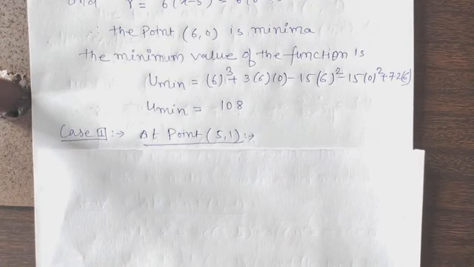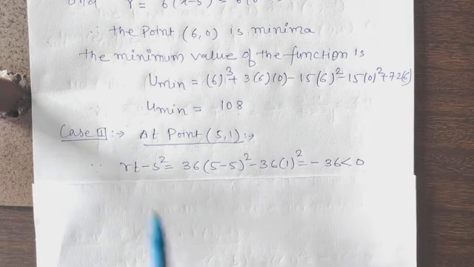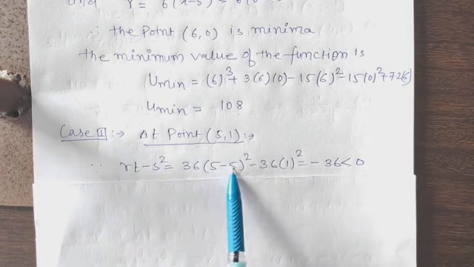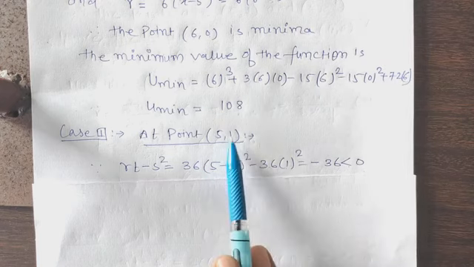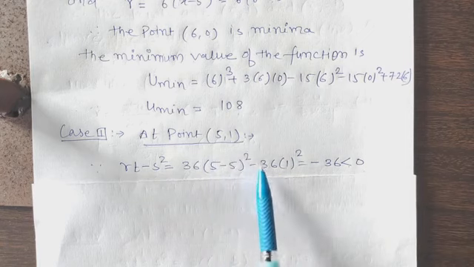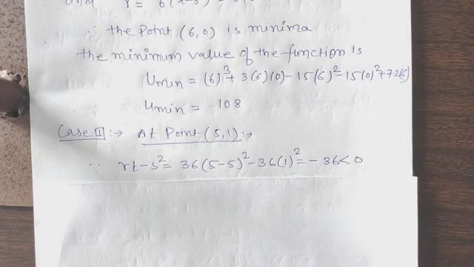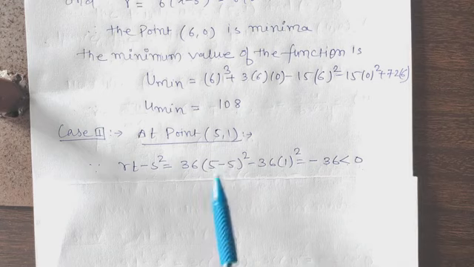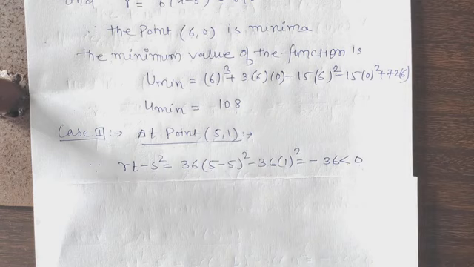Next point is 5, 1. So first we find rt minus s square. rt minus s square is 36 into (x minus 5) whole square minus 36 y square. So x is 5 and y is 1. Here 5 minus 5 is 0, so this term is 0, and from here we get minus 36, less than 0. So rt minus s square is less than 0. That means there is neither maxima nor minima at 5, 1, and therefore this stationary point is a saddle point.